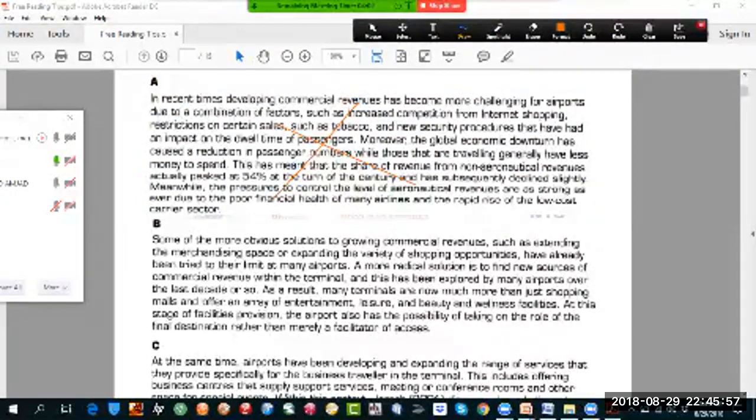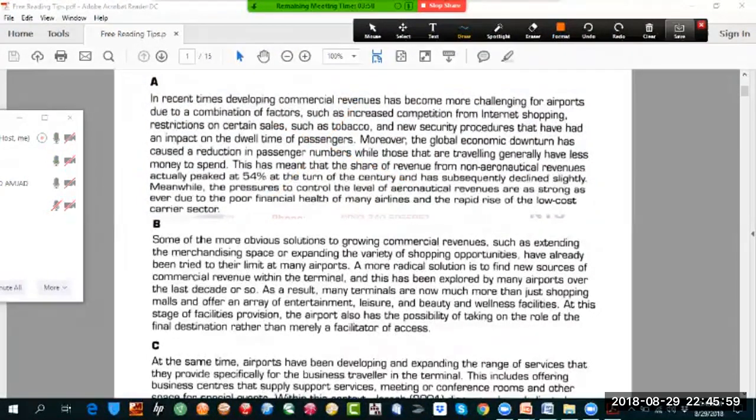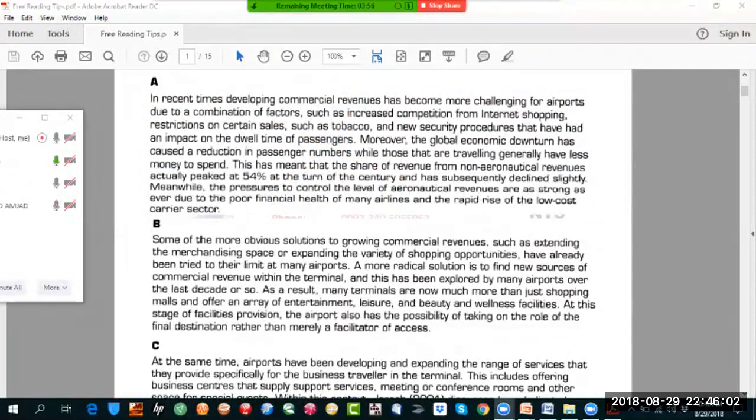Sir, is it only applicable when it is not in sequence? Do in-sequence questions come first?